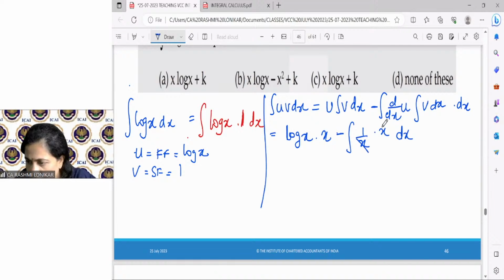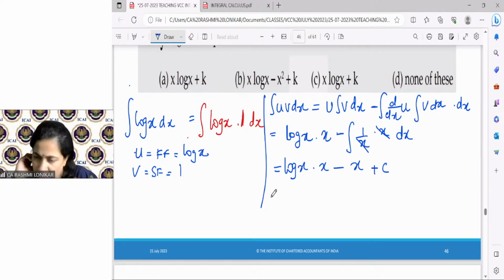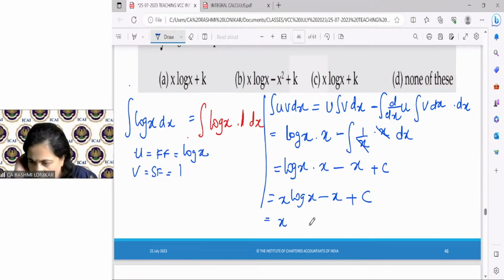So what will happen? This x will cancel with this. As I told you, in the UV rule you will have to integrate at least 2 times. So this is log x into x, minus the integral of 1 dx, which is x, plus c. So this is equal to x log x minus x plus c. Either you will get the answer like this, or you will get x times log x minus 1, plus c.